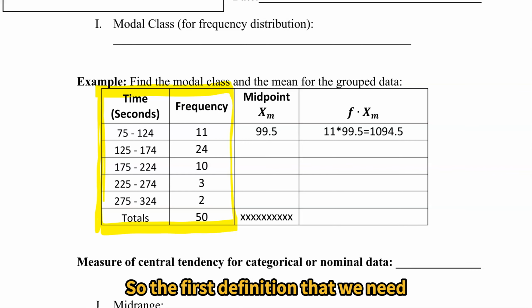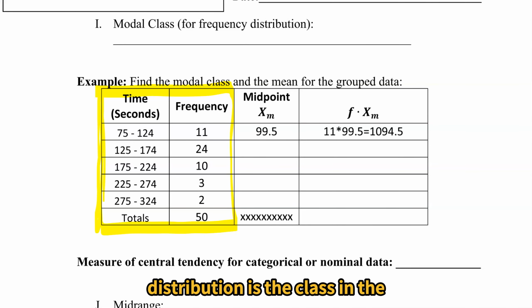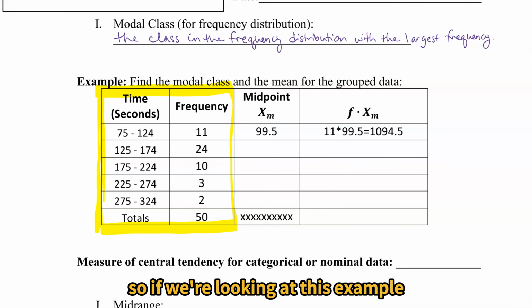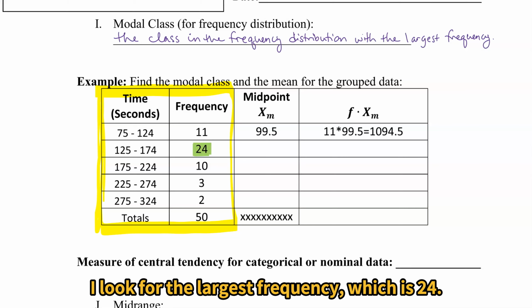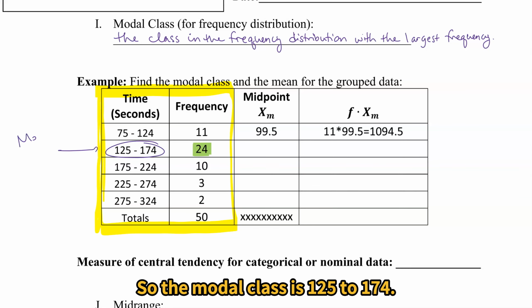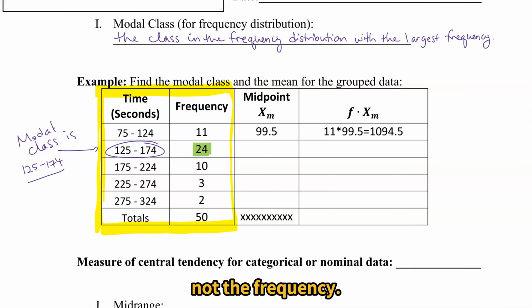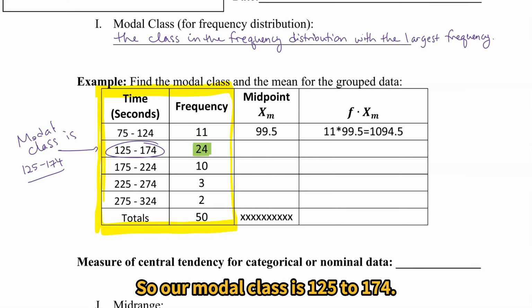So the first definition that we need is something called a modal class. A modal class for a grouped frequency distribution is the class in the frequency distribution with the largest frequency. So if we're looking at this example of a frequency distribution, I look for the largest frequency, which is 24. So the modal class is 125 to 174. We would use the label of the class, not the frequency. We want to know, where do the values sit? What is the range of numbers that has the most frequency? So our modal class is 125 to 174.